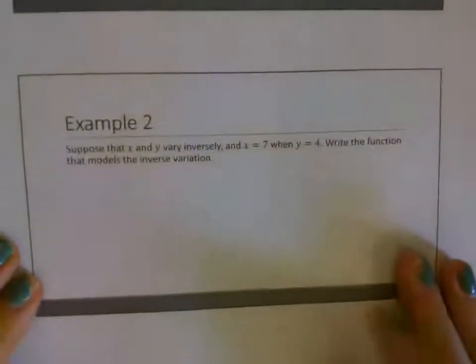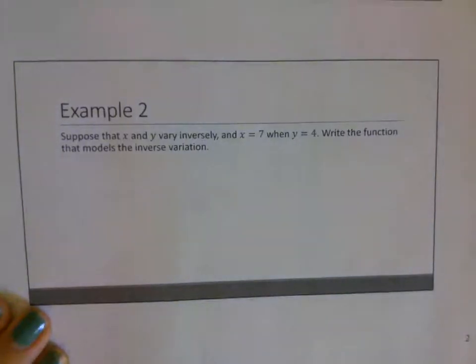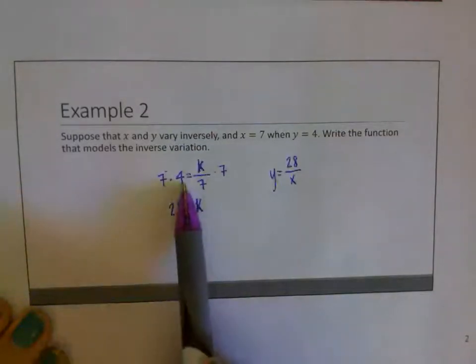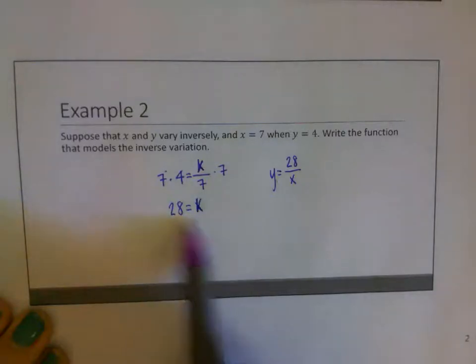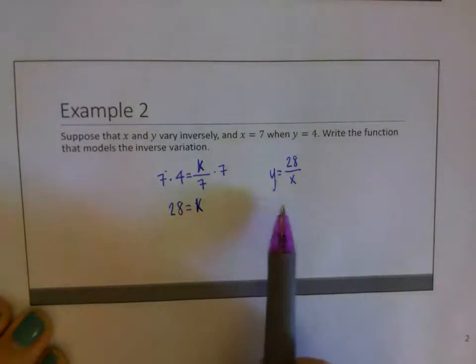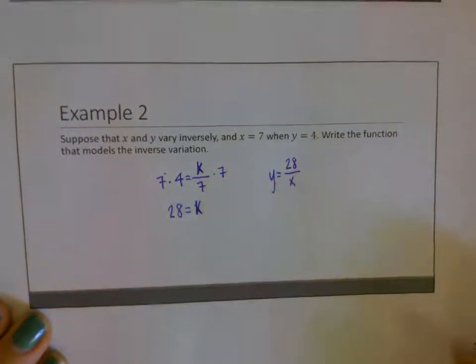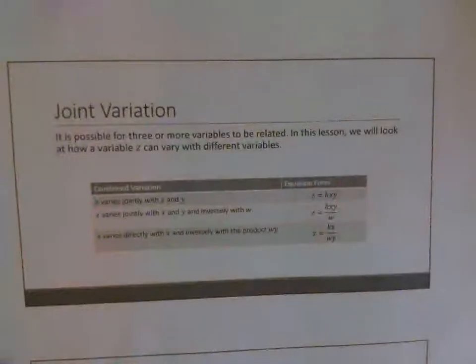So try this one. Start by finding the constant of variation, and then write the function based on that constant of variation. All right, so when we plug in 4 for y and 7 for x and solve for k by multiplying by 7, I get that my constant of variation is 28, which means that plugging this in, I get y equals 28 over x.